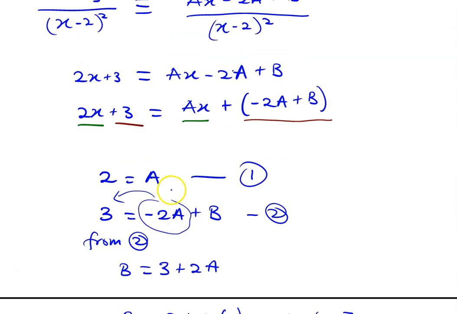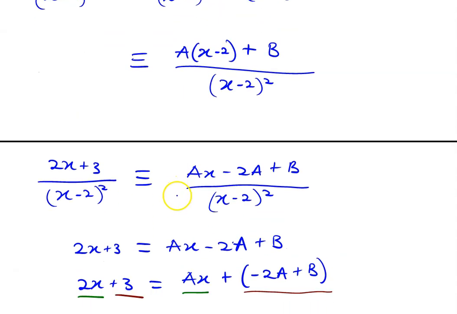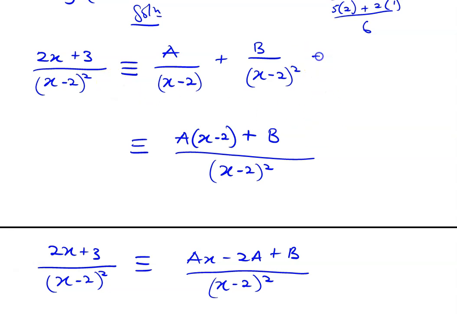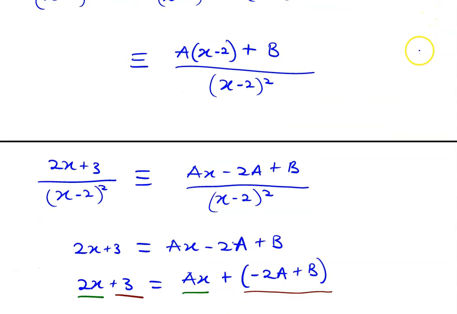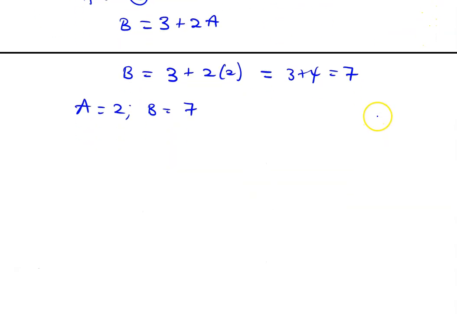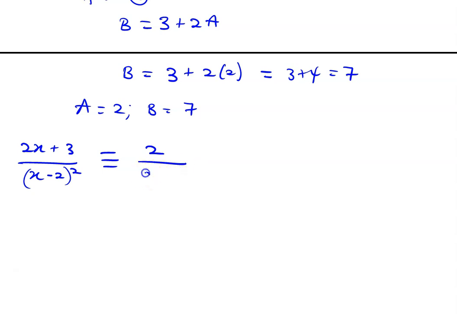So we have a equals 2 and b equals 7. At this point, we can substitute it into the main identity, which was this. Let me call it identity alpha. So I can substitute it into the identity over there. And what do I get? It means that 2x plus 3 over (x minus 2) squared is identical to 2 over (x minus 2) plus 7 over (x minus 2) squared.